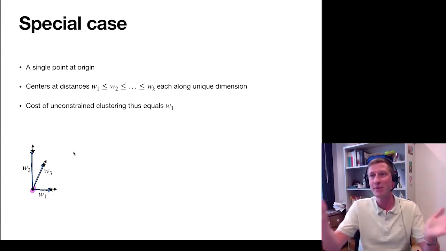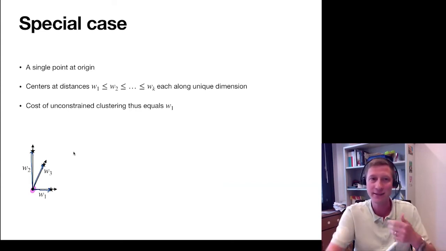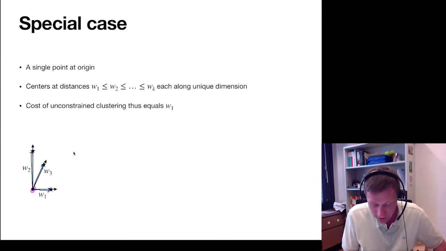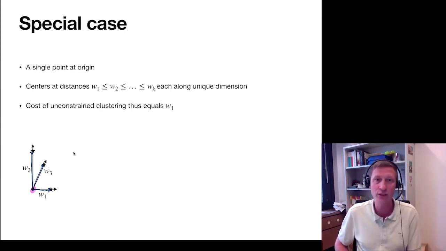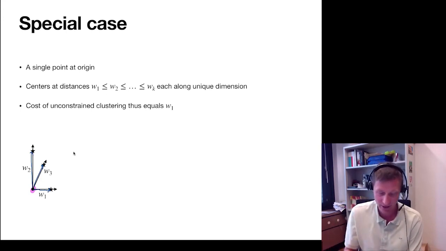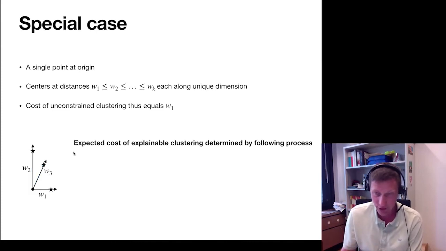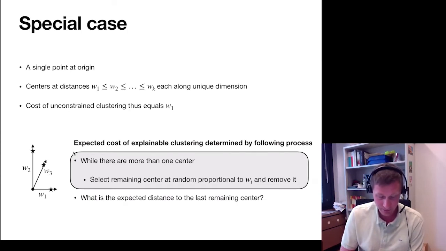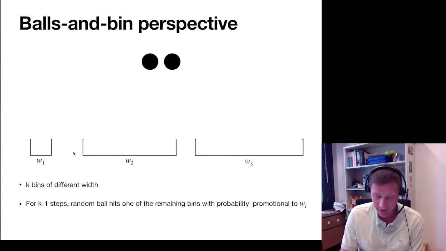So this means that when I take my cuts, I will always throw away one center. Okay, and I assume that the order is w1 is smaller than w2, and wk is furthest away. So the cost of the unconstrained clustering is just equal to w1. So that's the special instance. And now the process, when we select random points, is just: while there is more than one center, select a remaining center at random proportional to its w and remove it. But now if you think about it, this can be reinterpreted from a balls and bins perspective.